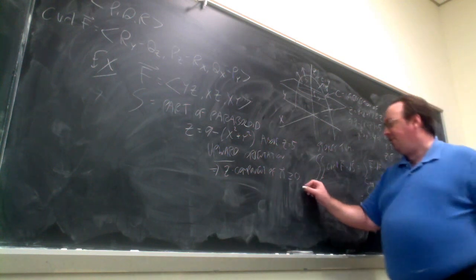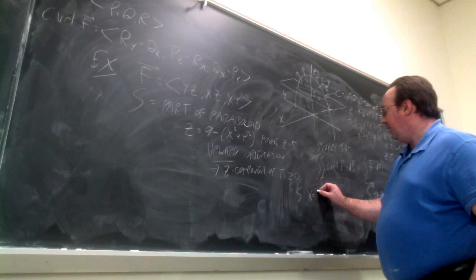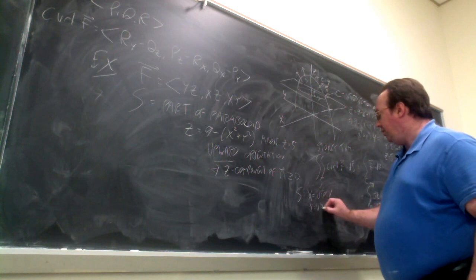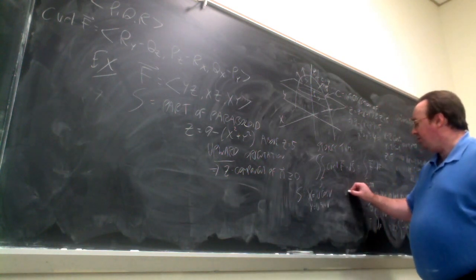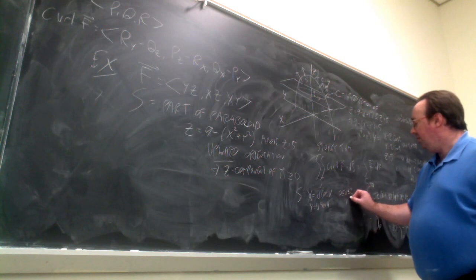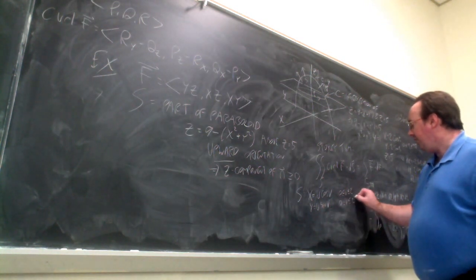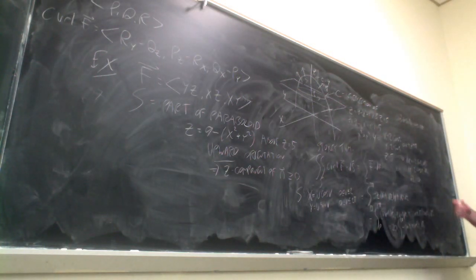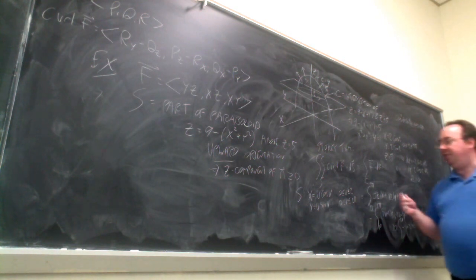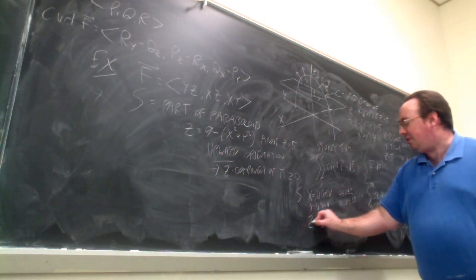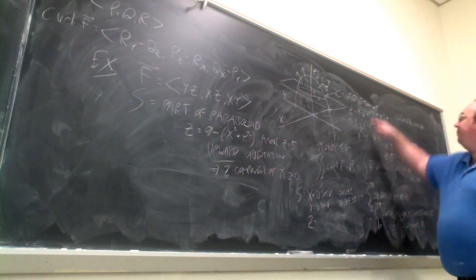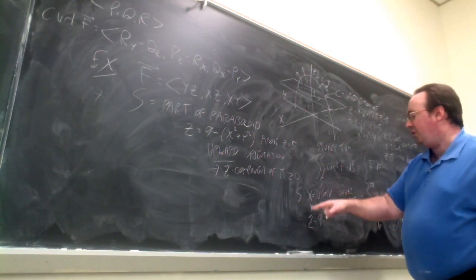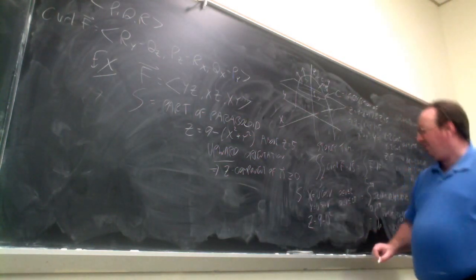So for the surface S, what you could do is say x is equal to u cosine v, y is equal to u sine v, where u goes from 0 to 2, v goes from 0 to 2 pi. So you're parametrizing the disk in polar coordinates, the disk of radius 2. But what about z? For z, you go to the equation for the paraboloid, and you get 9 minus x squared plus y squared, which is just u squared.